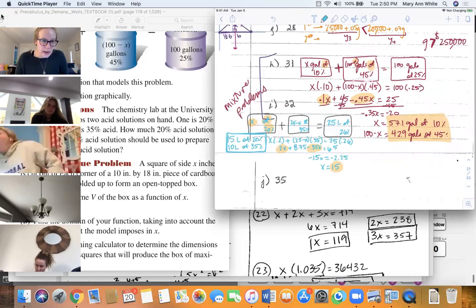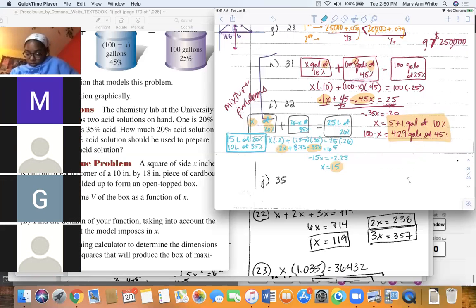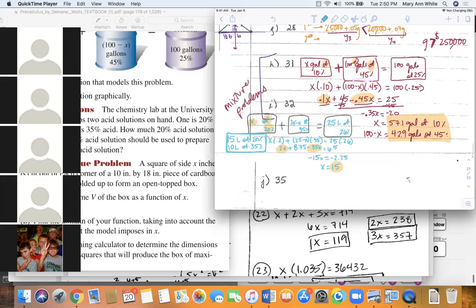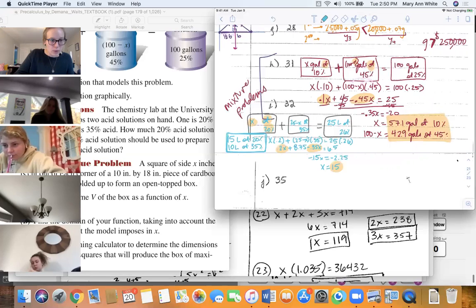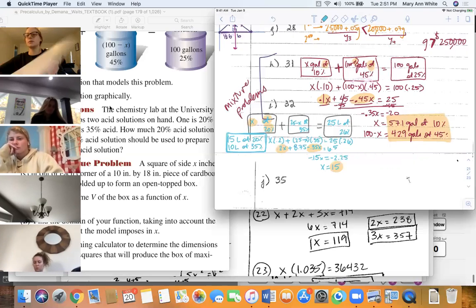What questions do we have? None? All right. We're going to turn the page over, and we're actually going to skip number 35 because I just don't want to do it. But I will try and do the other three. So we're going to skip 35. I just don't feel like doing it.